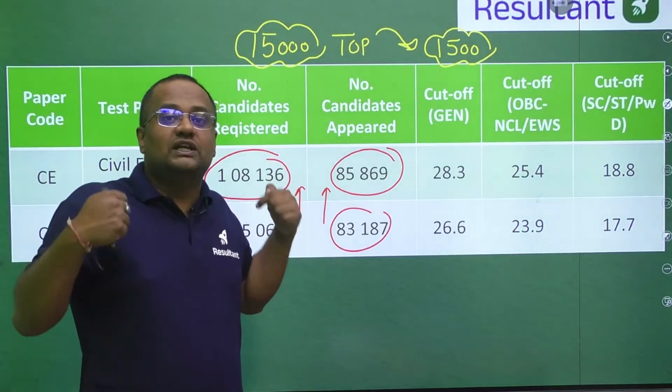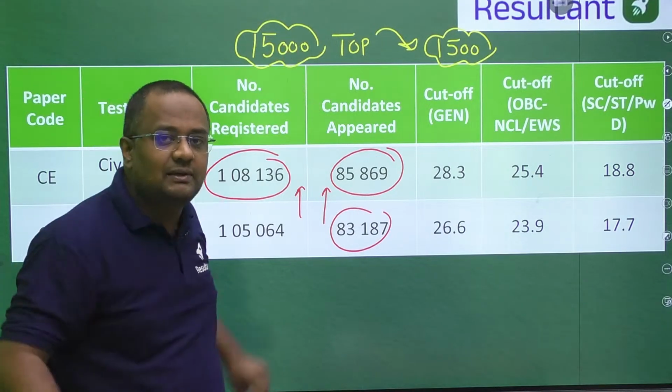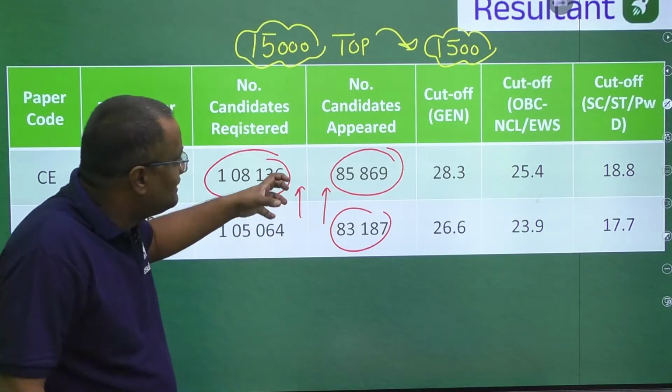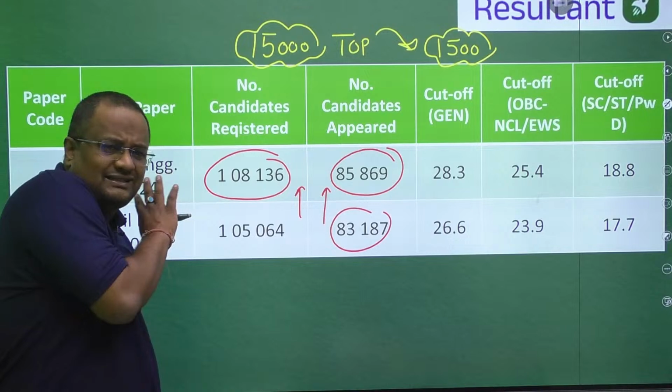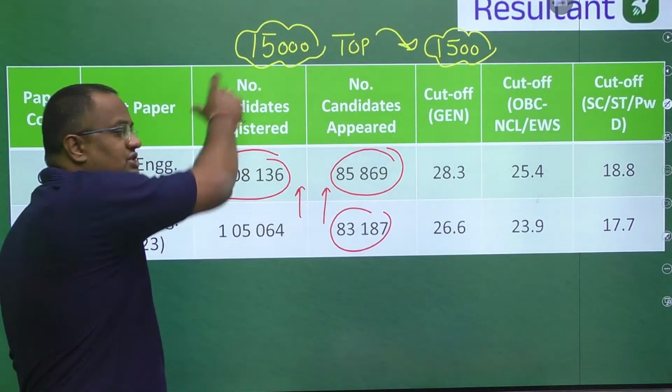So your first motive should be that you should be among the serious aspirants. Who are the serious aspirants? I will be telling you. Okay, so any increase or decrease here will not be changing any competition level among the serious students, because these are not changing.